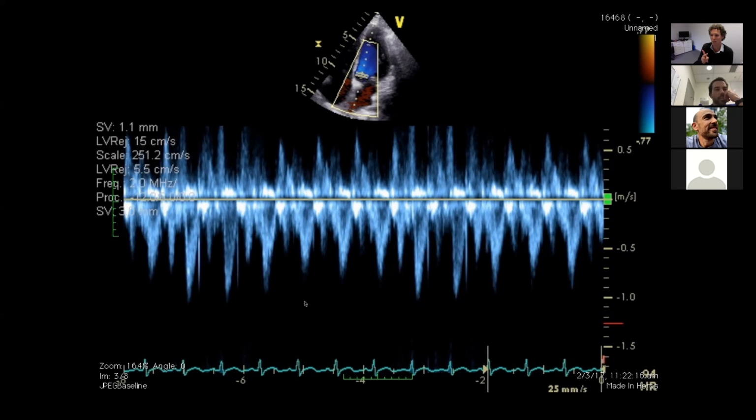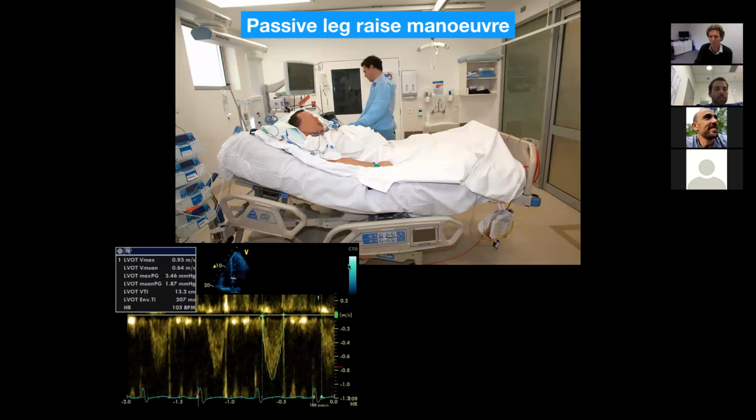And so I use 20%, which is what was recommended to me by Michel Slama, who did a lot of the work in this, and he said, yeah, it's tricky. So from a statistical point of view, it might suggest that 10% is the way forward, but he says from a practical point of view, using 20% is the way to go. But you can see this big variation that happens with respiration in your apical 5-chamber view. If you get a big variation of greater than 20%, you could suggest they're fluid responsive.